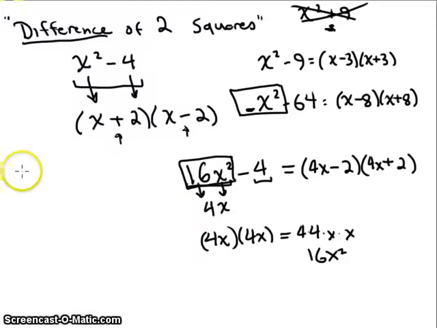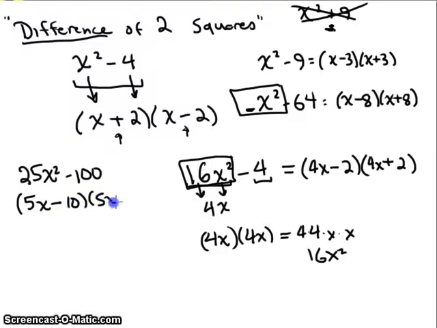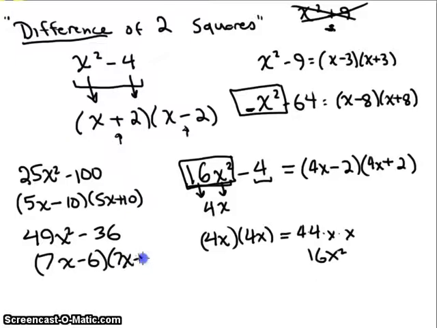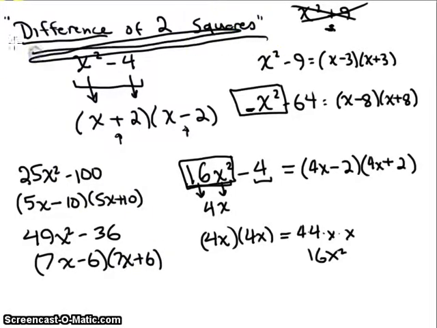Let's just do a couple more. 25x squared minus 100. 25x squared, square root of that's going to be 5x. Square root of 100 is 10. Let's do 49x squared minus 36. What do we have here? 7x minus 6, 7x plus 6. So difference of two squares, really pretty easy once you know what the pattern is to get the factorization.